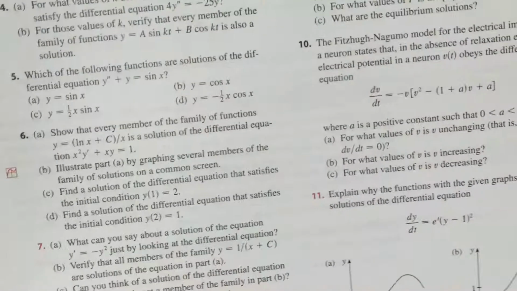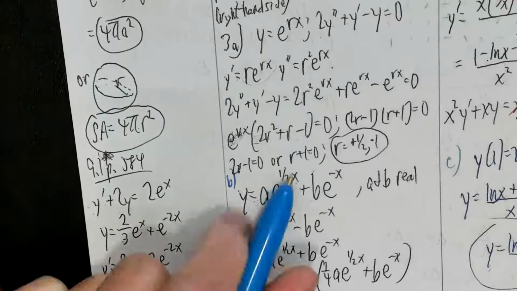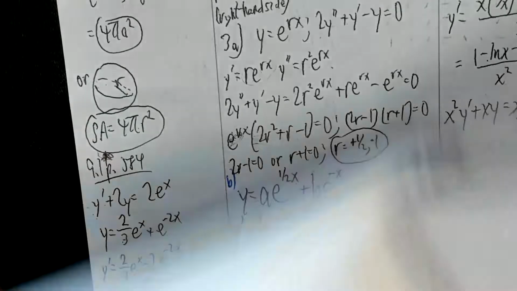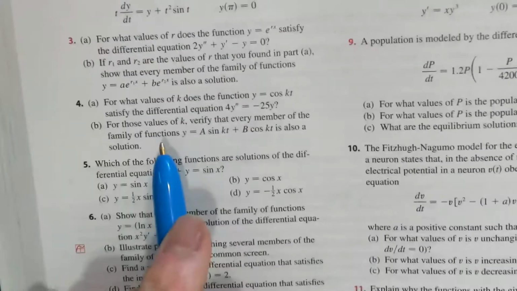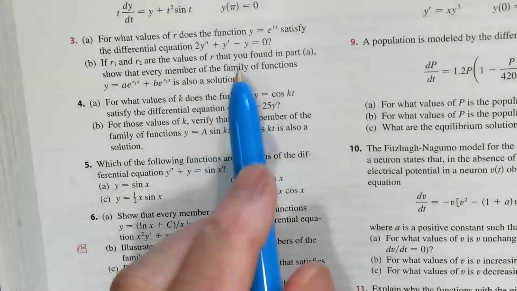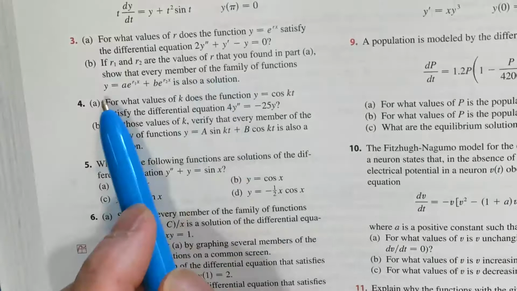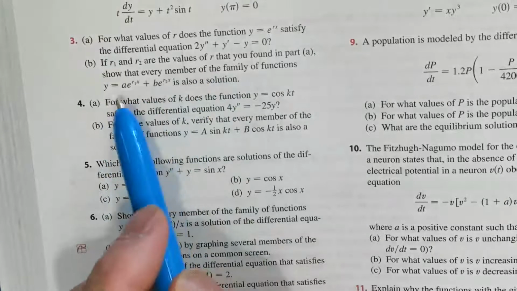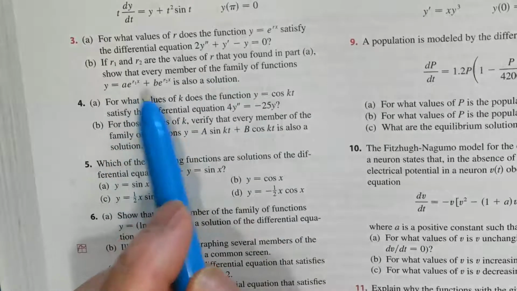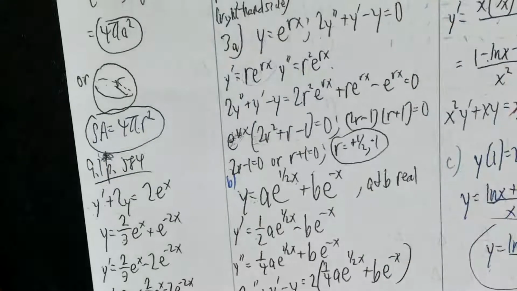So now what are they saying for part B? Yeah, I found my values of r, 1/2 and -1. So now what's the rest of the question saying? For those values of r, 1/2 and -1, show that every member of the family of functions y equals a e to the r1 x plus b e to the r2 x is also a solution. Okay, we have infinitely many solutions, they're saying.